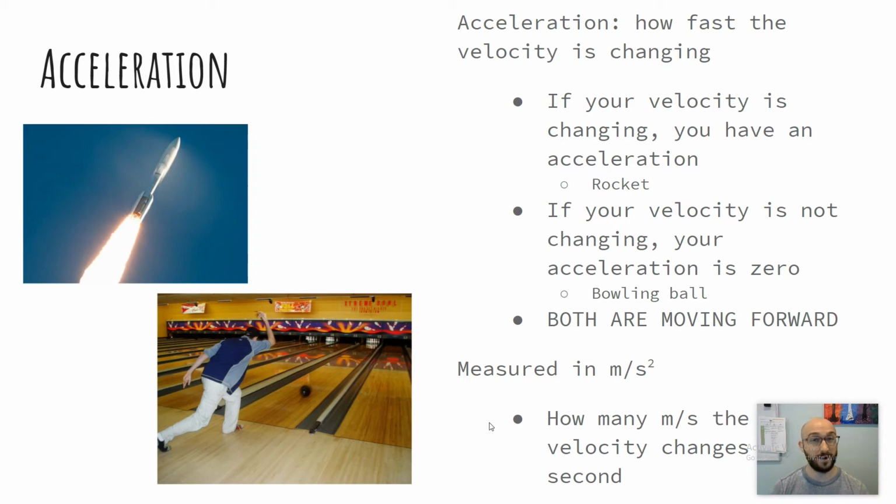When you slam on your brakes in your car, you have a large negative acceleration. In all 3 instances, you are still moving forward. In all 3 instances, your velocity is positive. Your displacement is positive. But how your velocity is changing is different. The bowling ball's velocity doesn't change. When you're in your car braking, your velocity is getting lower and lower. But the rocket, the velocity is getting higher and higher.